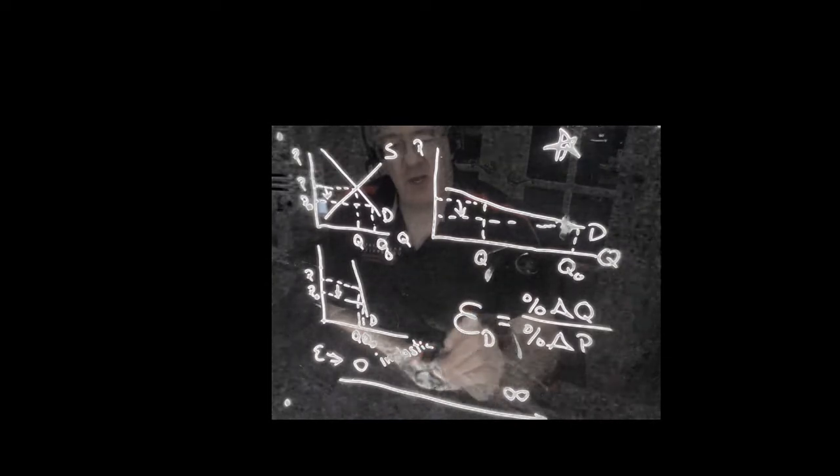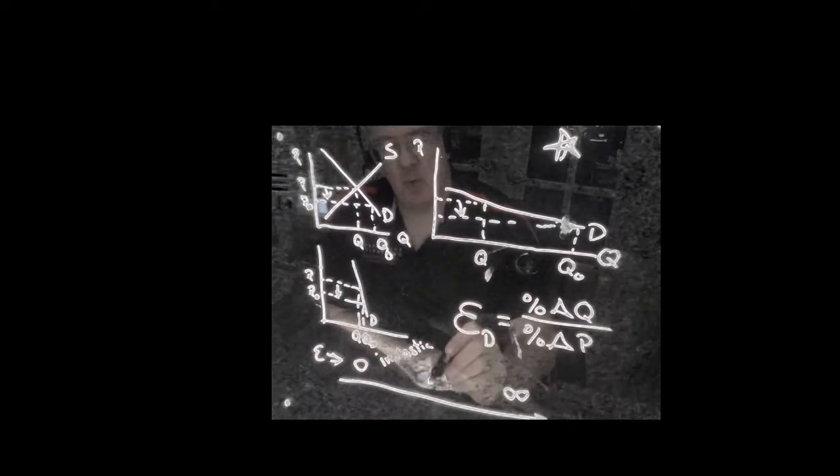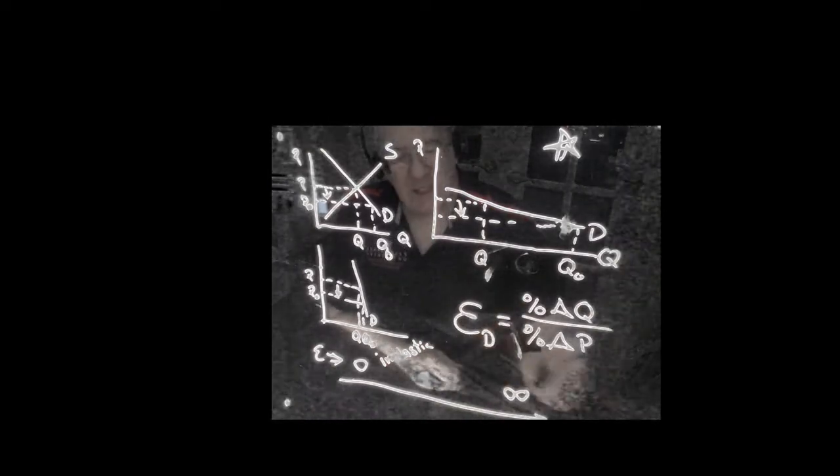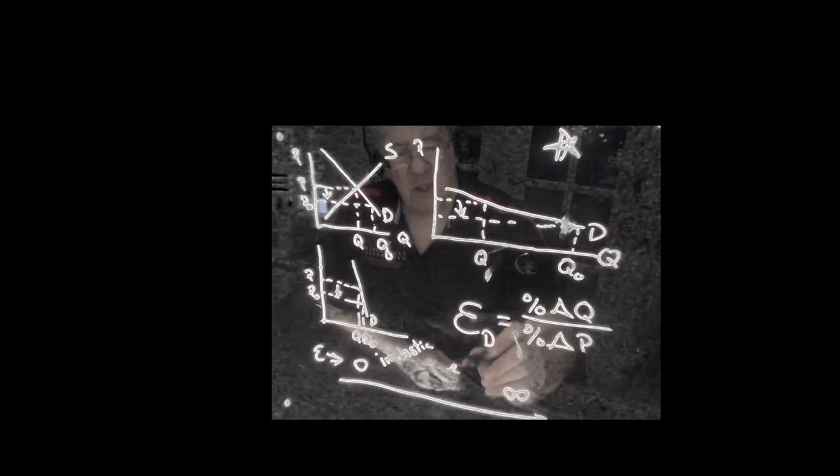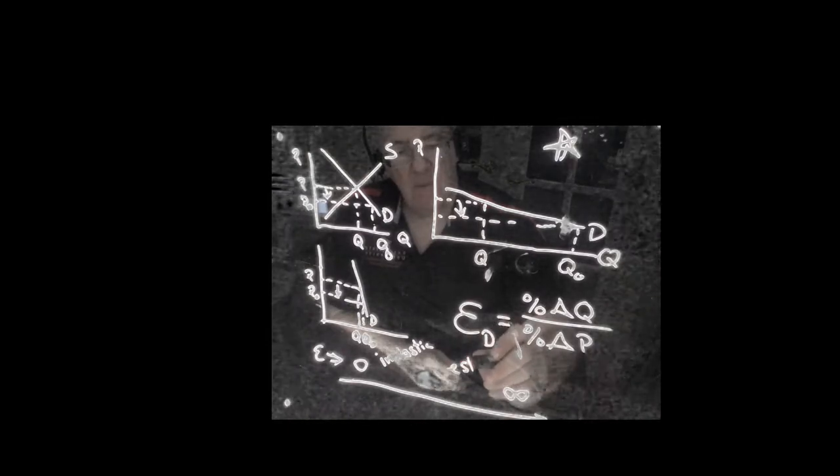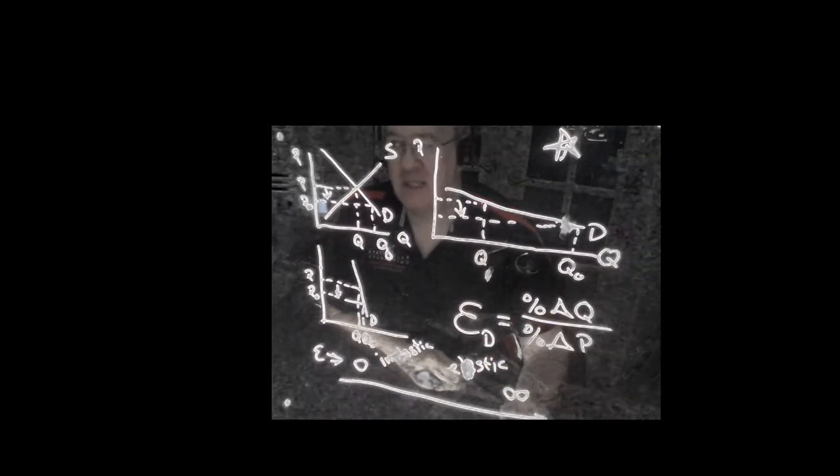Unit elastic is just really the transition point between inelastic and elastic. You rarely find unit elastic items. Then we have an elastic range. That's where the absolute value of elasticity is greater than 1.